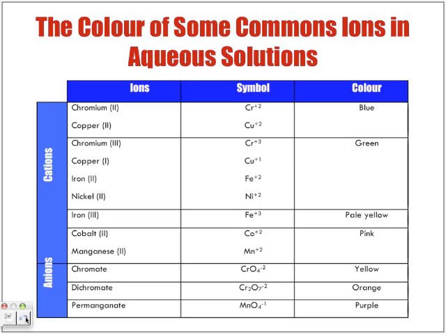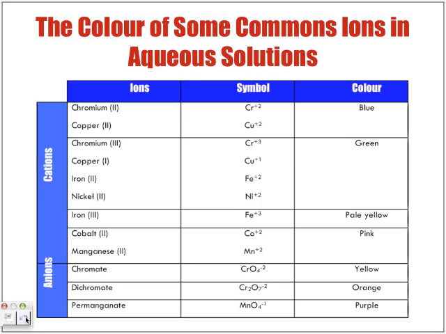The colors of some common ions in aqueous solutions are as follows. Chromium 2 and copper 2 give the blue color. Chromium 3, copper 1 as opposed to copper 2, iron 2, and nickel 2 all form the color green in aqueous solutions. Iron 3 is pale yellow, and cobalt 2 and manganese 2 are both pink.